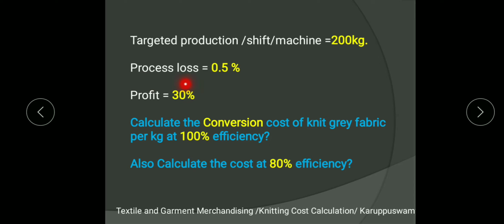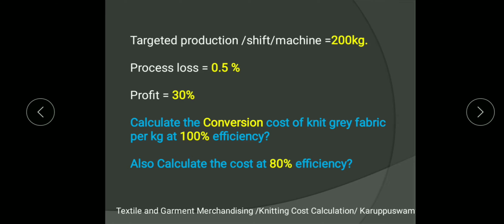And then process loss will be around 0.5 percent. It means when you are giving an input of 100 kg of yarn, you will not get exactly 100 kg of fabric. You will get almost 99.5 kg of gray fabric, or 99 kg. So this loss percentage will change from machine to machine and fabric type to fabric type. When you maintain your machine properly, you can reduce this loss percentage. Generally in knitting 0.5% to 1% loss is accepted. If you maintain your machinery poorly, then this loss percentage will increase.